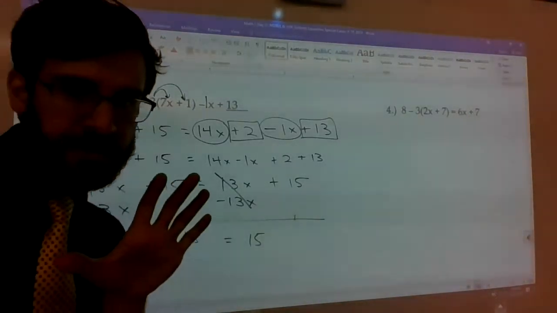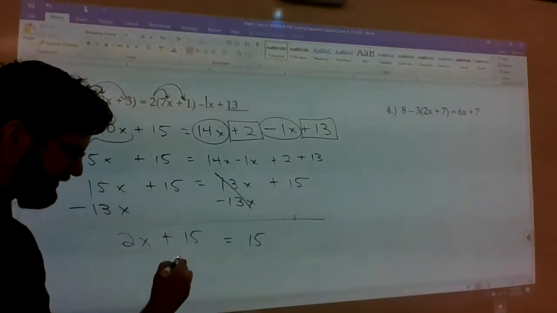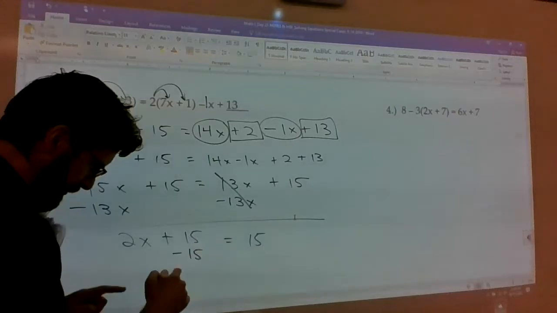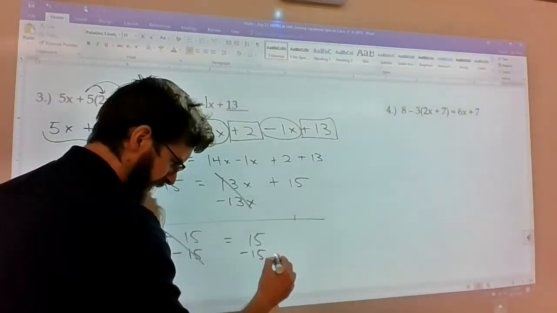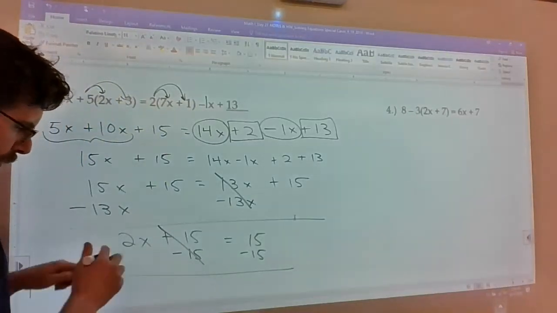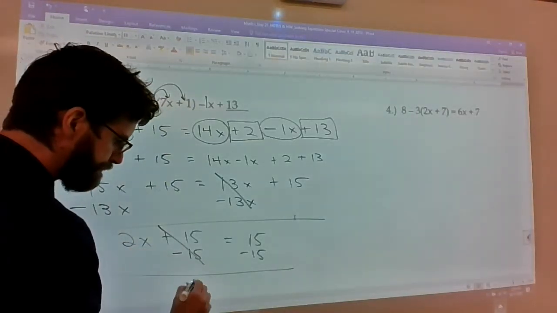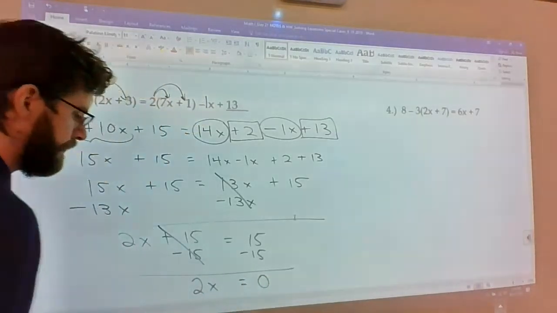And now employ the subtraction property of equality to get this 2x term by itself. Subtract the 15 from here to zero it out, and then I subtract the 15 over here, which creates 2x plus 0. 2x is equal to 0.